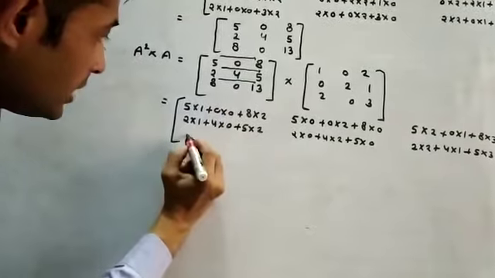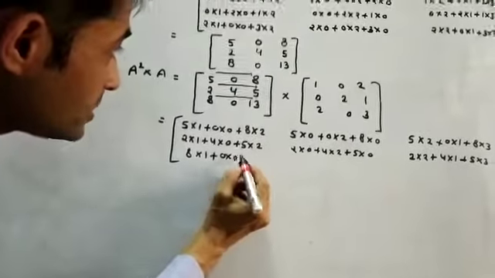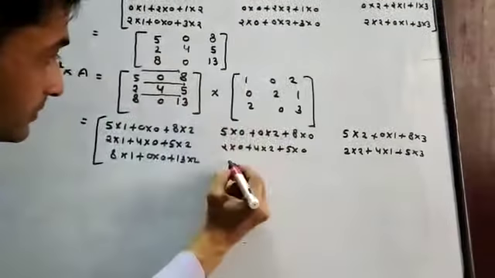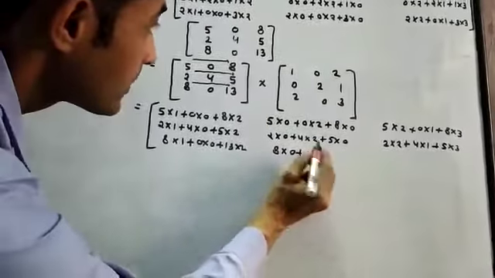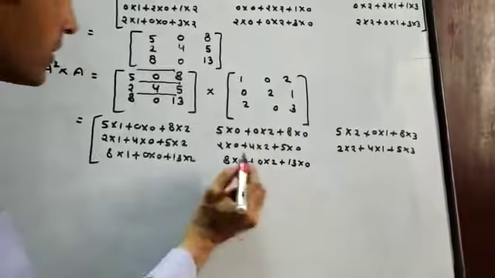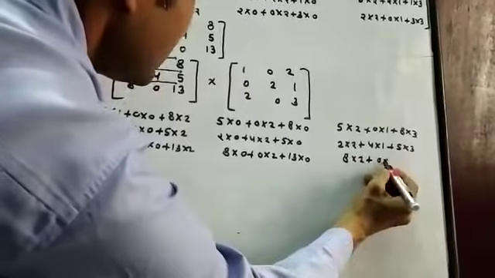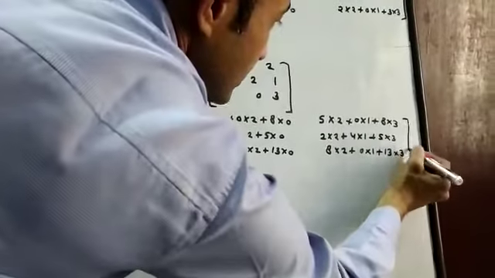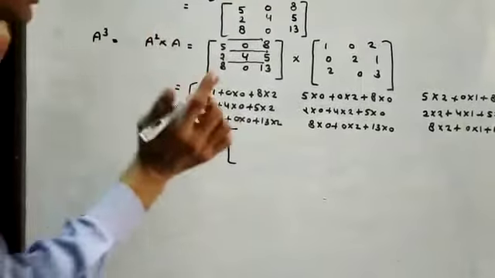Last, 8 multiply 1 plus 0 multiply 0 plus 13 multiply 2, 8 multiply 0 plus 0 multiply 2 plus 13 multiply 0, 8 multiply 2 plus 0 multiply 1 plus 13 multiply 3. Now we solve.